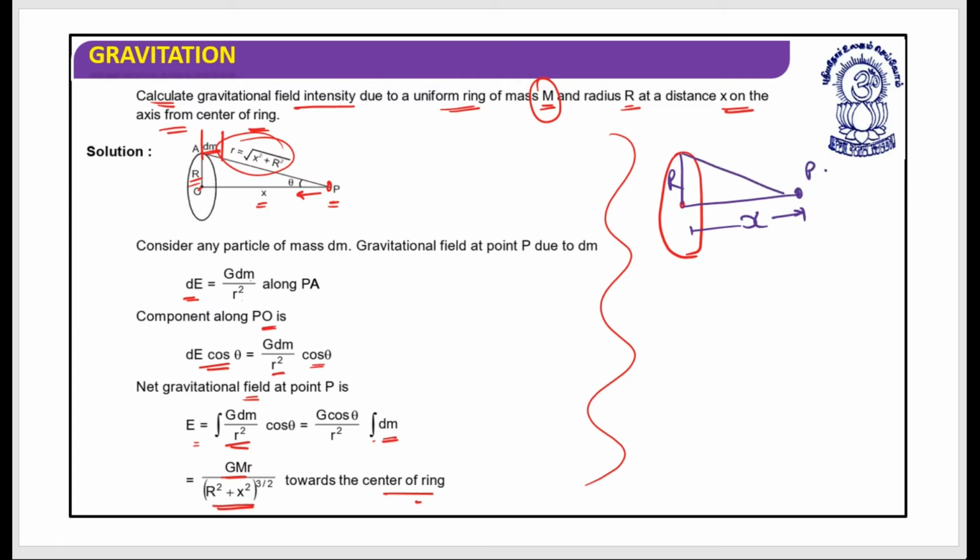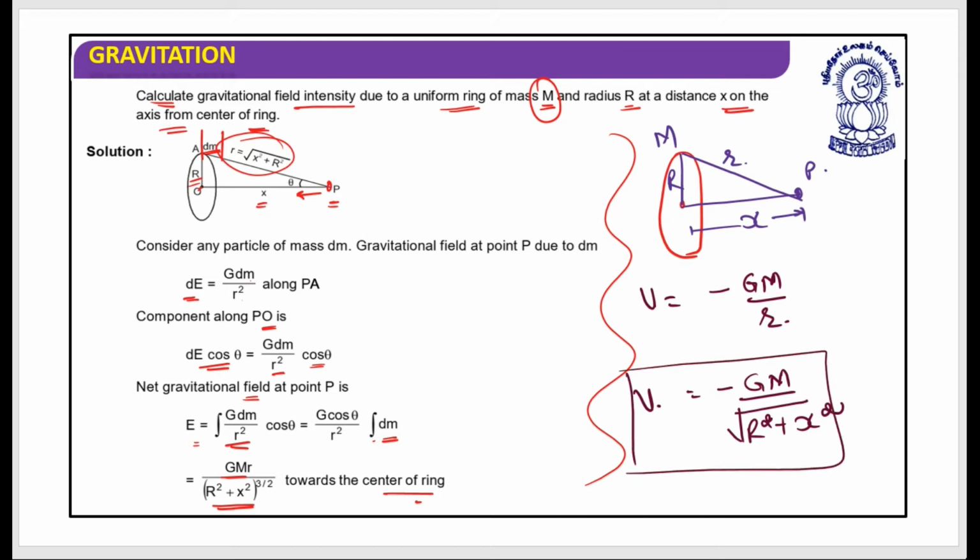Yes, if I understand this distance as r, the mass is m. So what I can write for the potential is V equals minus G into m divided by the distance. The distance could be written as r, so it is minus G m divided by r, where r equals root of r square plus x square. This is the potential on the axis of the ring due to the ring.